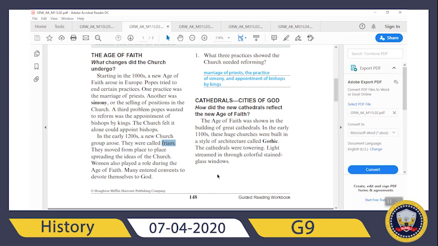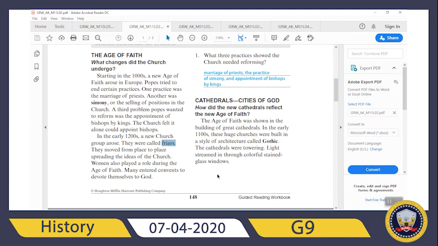So the first question I'm going to ask is: what three practices showed that the church needed reform? We just read that number one was the marriage of priests, number two was the practice of simony, and the last one was the appointment of bishops by the king. These three practices they wanted to end.